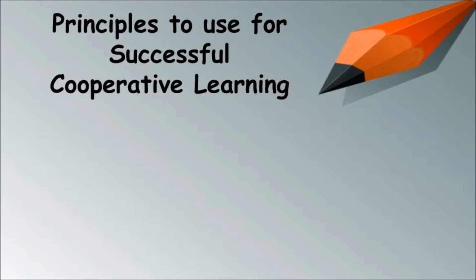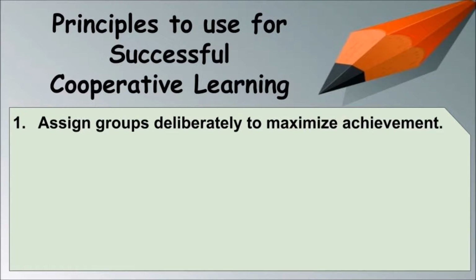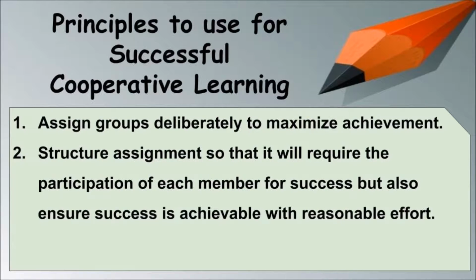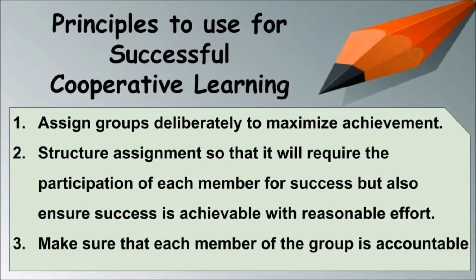Principles to use for successful cooperative learning. One, assign groups deliberately to maximize achievement. Two, structure assignments so that they require the participation of each member for success, but also ensure success is achievable with reasonable effort. Three, make sure that each member of the group is accountable.